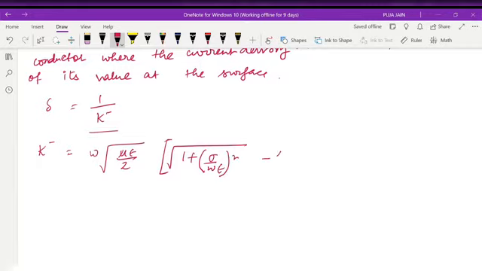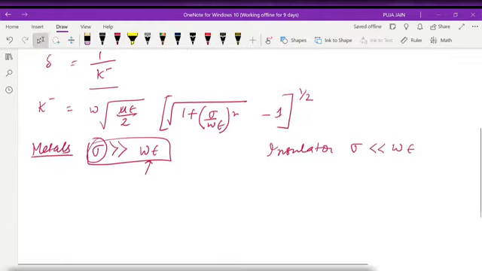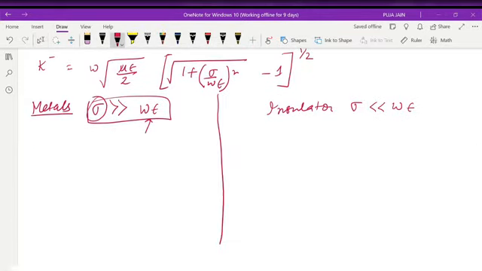This we get. Now this value is a little bit manipulated when they ask for metals and when they ask for insulator. For metals, obviously we know the conductivity is much greater than omega epsilon. With this product, the value of sigma, that is the conductivity, is much greater. In insulator, just the opposite thing happens. For insulator, we get this value. Right, now we will derive the expression for both metals and insulator.